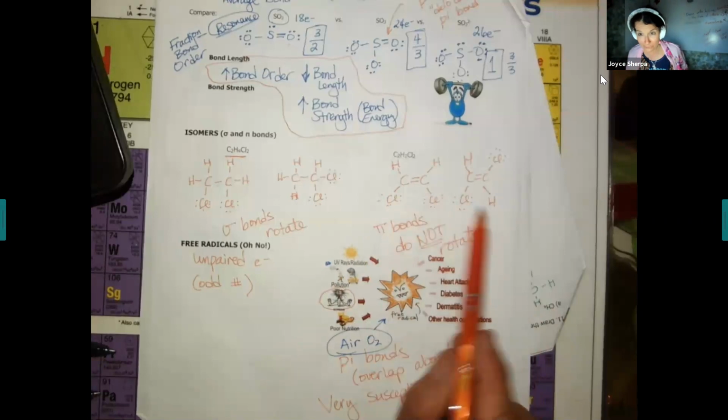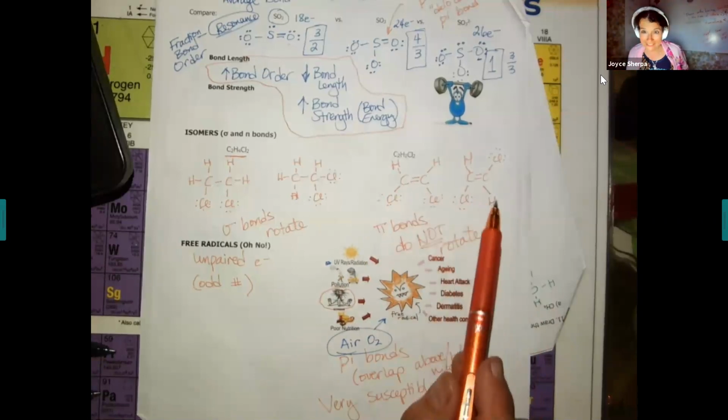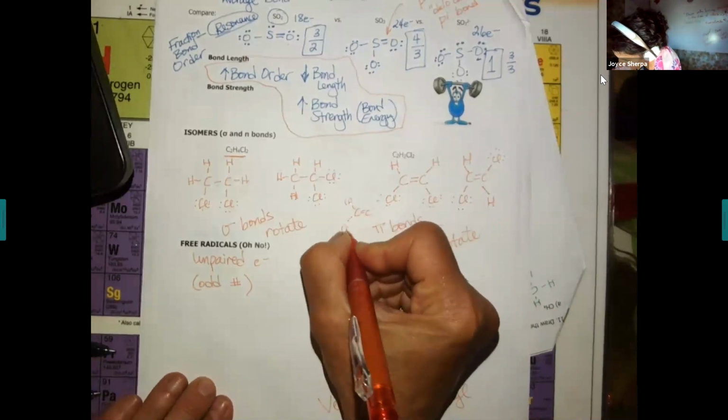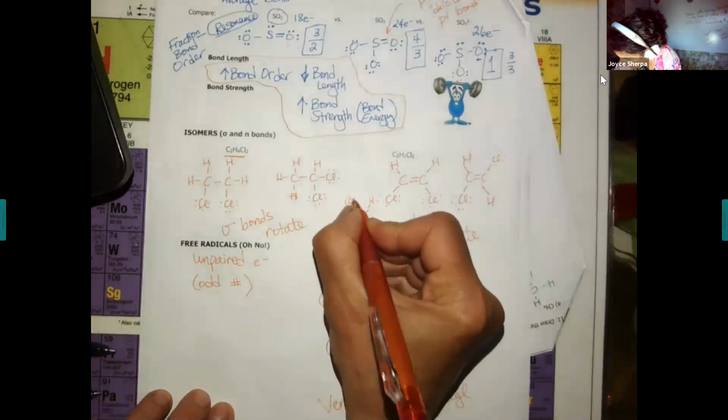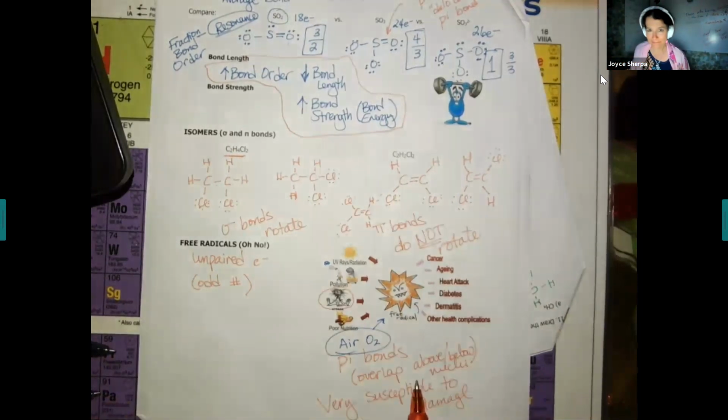All right, these are different because the double bond doesn't rotate. And then the third one would be if we put both chlorines on one side and both hydrogens on one side. All right.